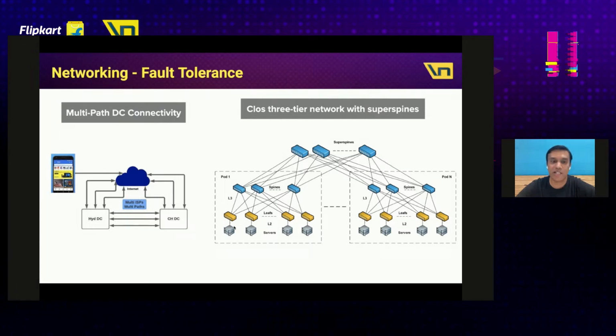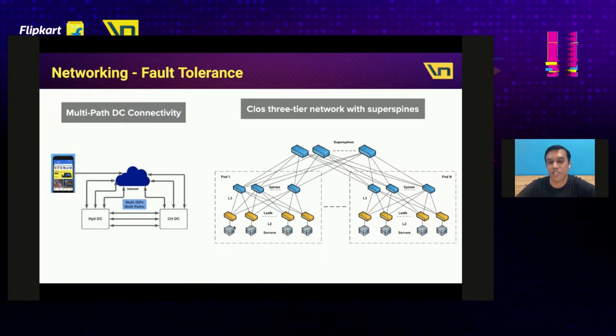Not just external to the data center, even within the data center, we have redundancy built in at multiple layers. Our internal network is a Clos 3-tier network with super spines. On the racks, there is a leaf node, and the leaf node is connected to all the spines within a pod. A pod is a group of spines, leaf nodes, and racks. We can scale the data center by adding more pods, and to ensure connectivity between these pods, we have super spines which connect these spines.